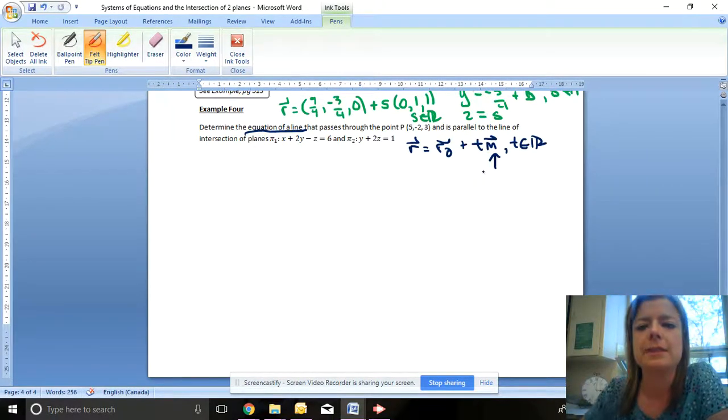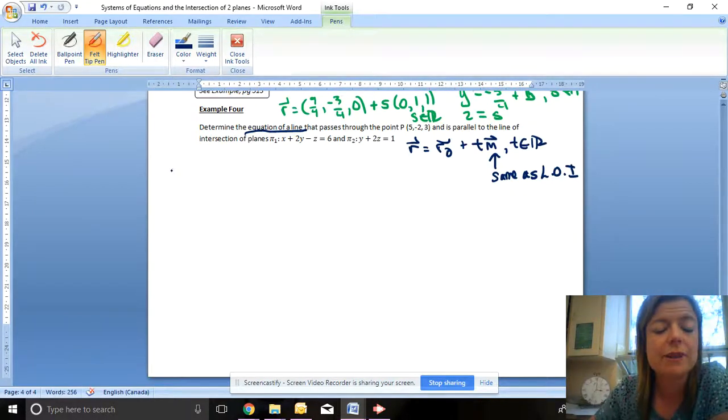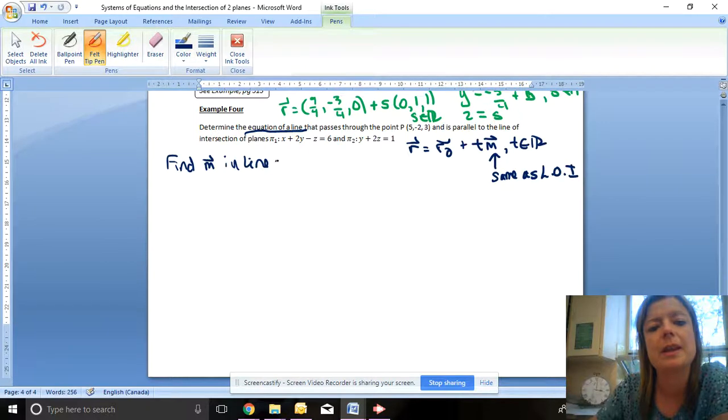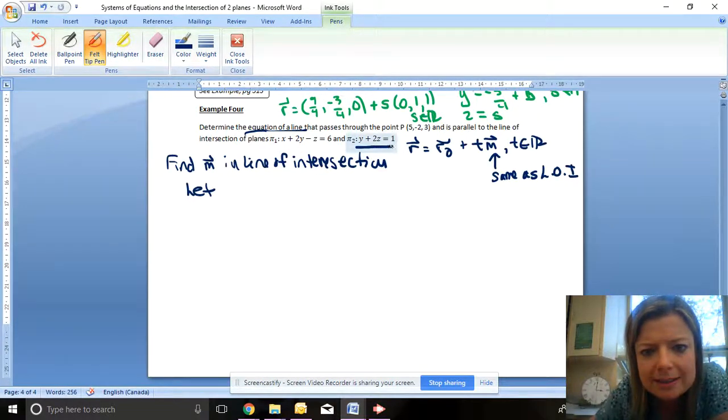Okay. This direction vector will be the same as the direction vector of the line of intersection between these two. So we're going to actually find the line of intersection. We need to find the direction vector of the line of intersection. That's all we really need to be able to answer this question, because we already have a known point. Notice that in pi 2, x is already eliminated, so we don't even actually have to do step 1. We can go right to step 2. So we're going to let z equal a parameter.